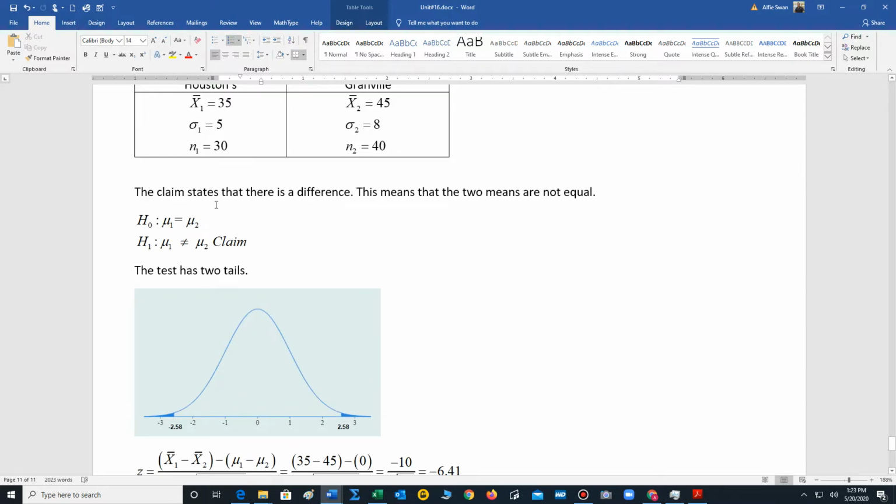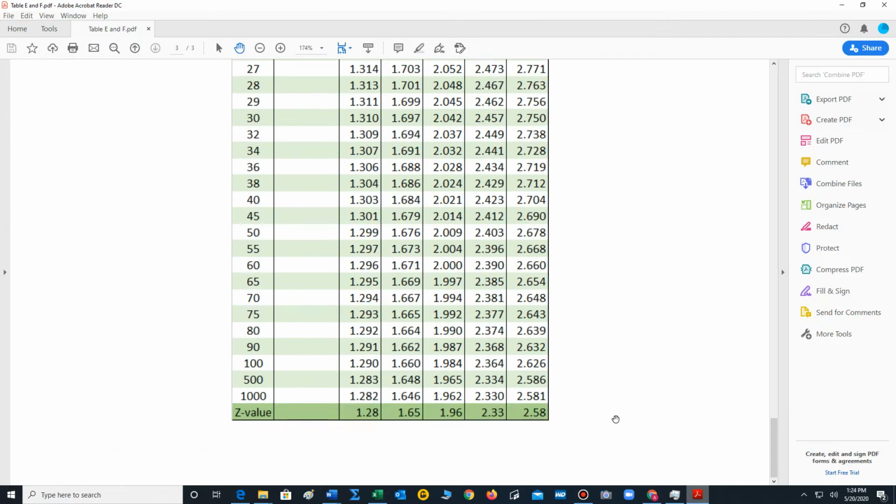So our first step is, remember the claim states that there's a difference. So that means difference means not equal to. So when you set up your claim, the claim is mu1 is not equal to mu2. H0 is always equal to, no matter, in all scenarios, that's what we write down. Remember, when it's not equal to for H sub 1, that informs us that the test has two tails. So we have two tails. Next, we look up the critical values in table F.